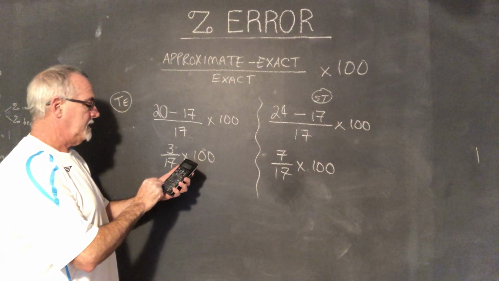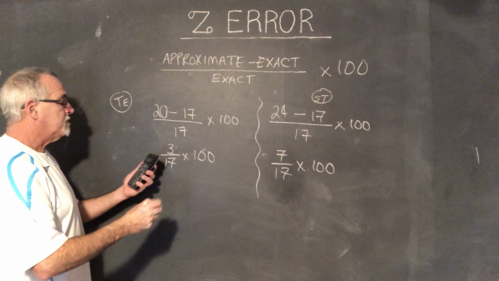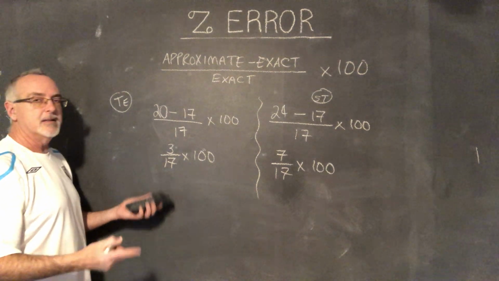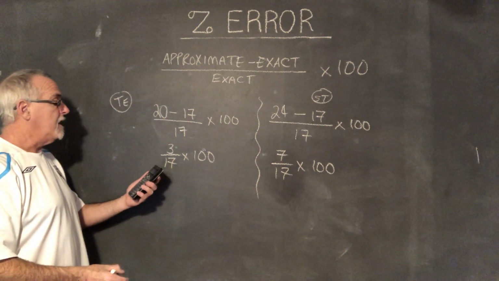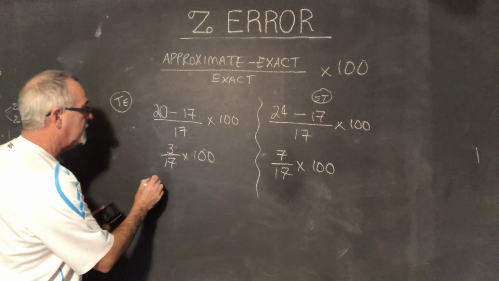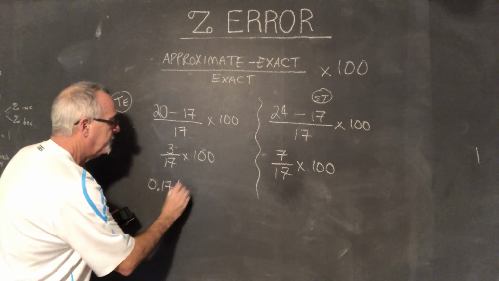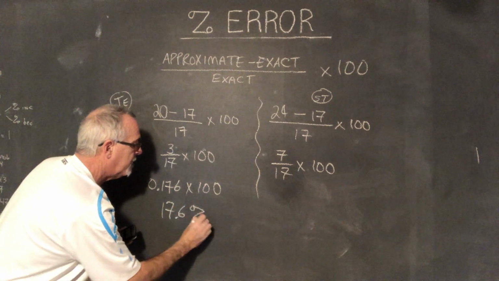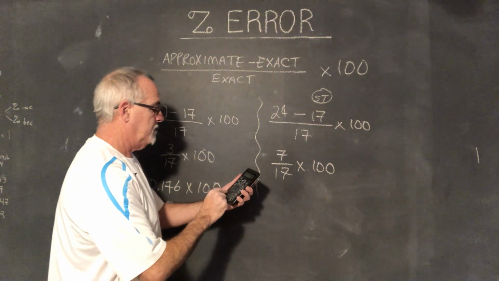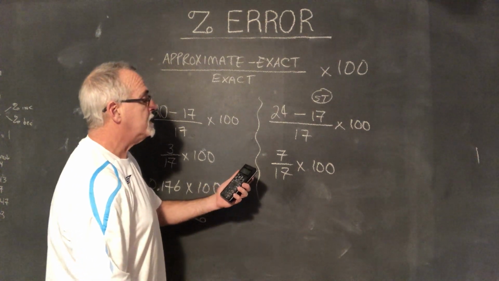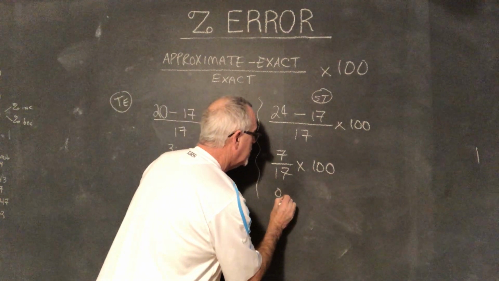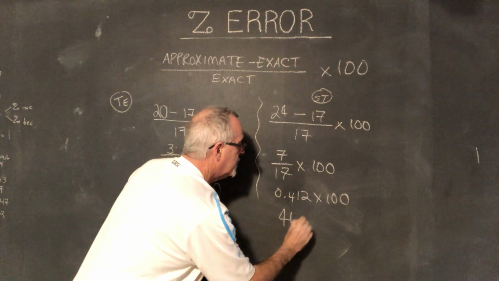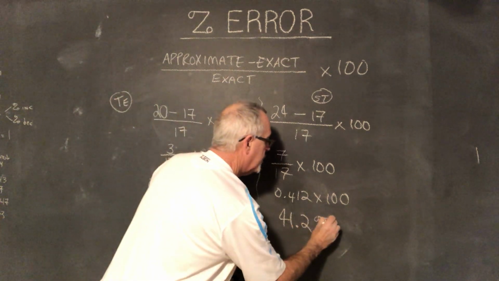3 divided by 17 is 0.1764. I should at least say the fourth digit after the decimal because then you know whether I'm rounding correctly. 0.1764 rounds to 0.176. So therefore the teacher had a 17.6% error and the student, 7 divided by 17, is 0.4117, so 0.412, which is a 41.2% error.